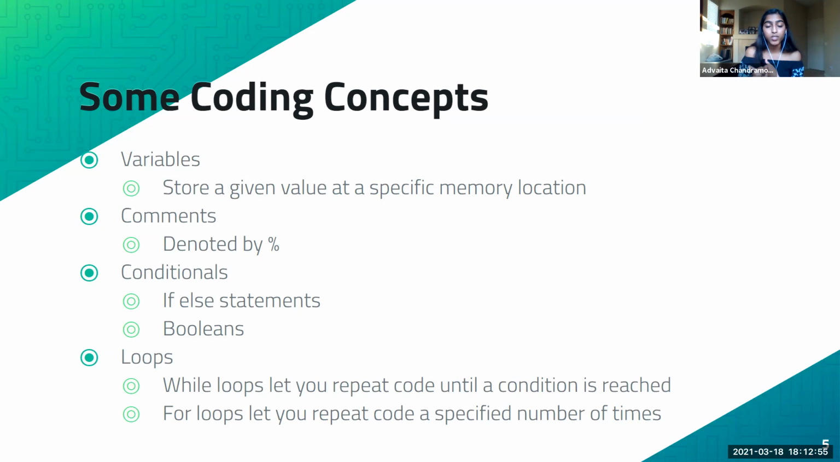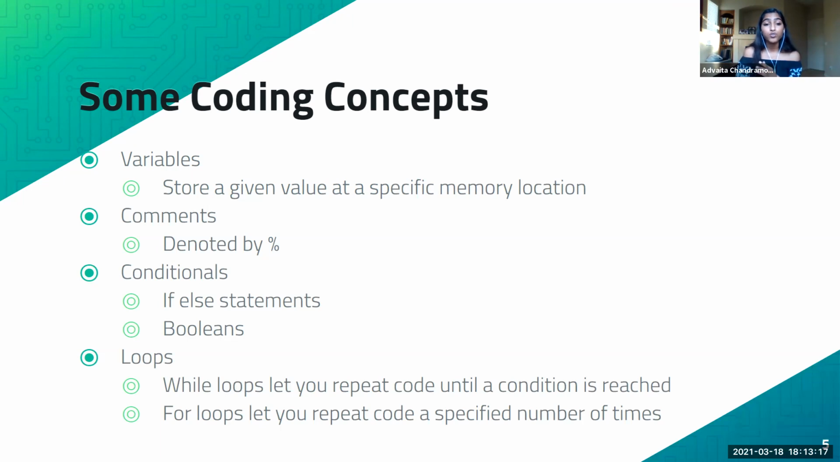There are two types of loops that you'll probably end up using. While loops let you repeat code until a condition is reached. For example, if you want to repeat your code until the user inputs yes, so you keep going and you ask the user questions again and again, and you have to keep going until they answer yes to your questions, you would use a while loop.